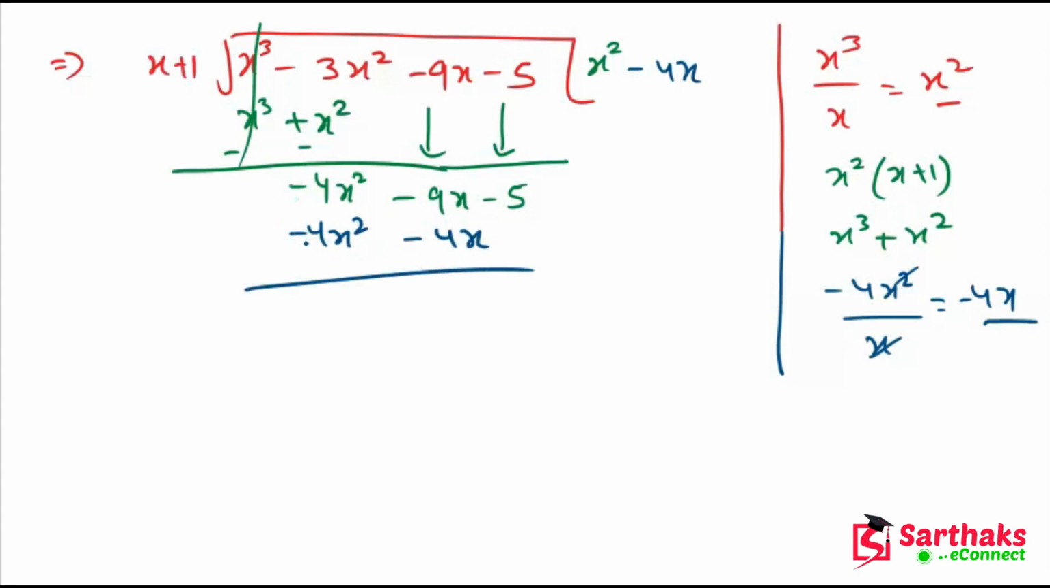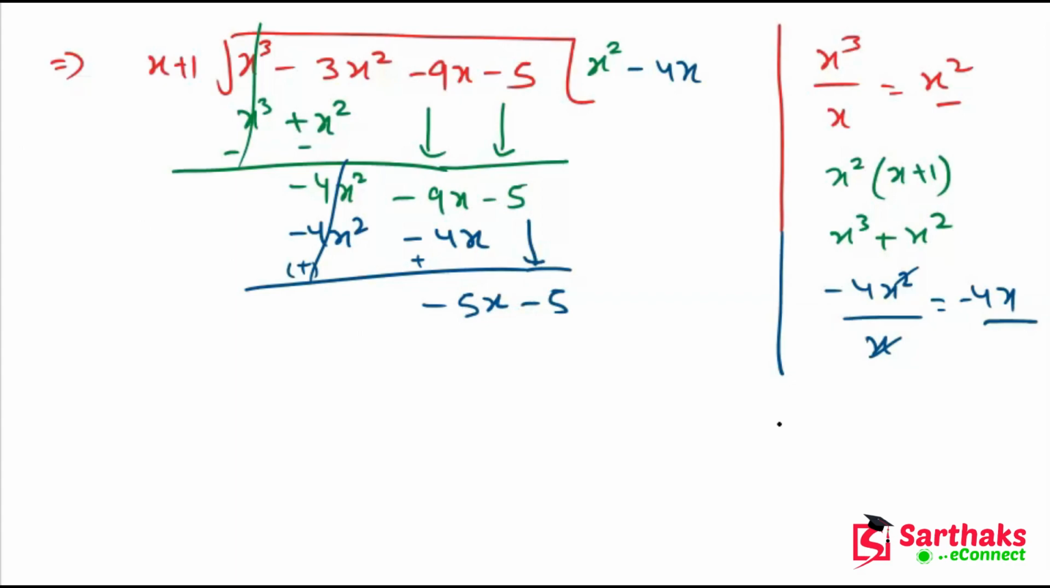Now we have to subtract it. This will become positive. Okay, so this will be cancelled. This will become positive. So we get minus 5x. And this term will be same. So this is minus 5. I hope, my dear friends, you understand these things.